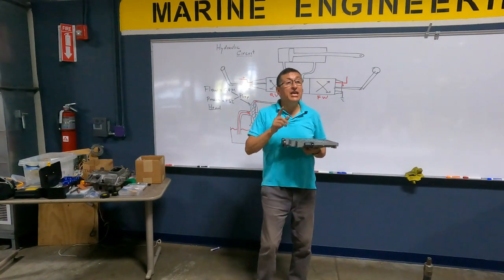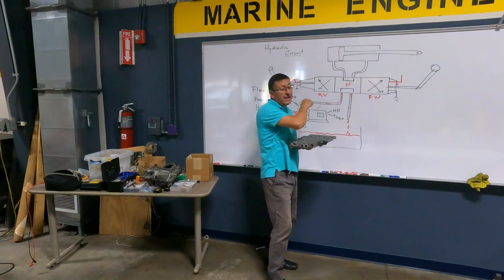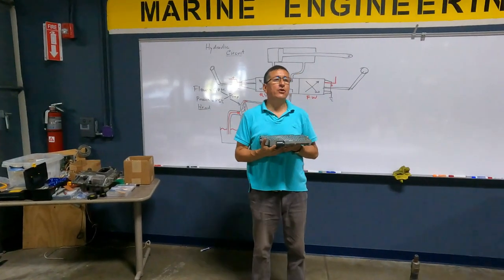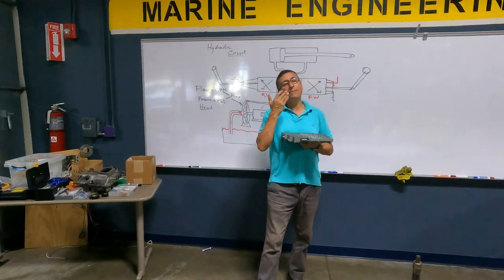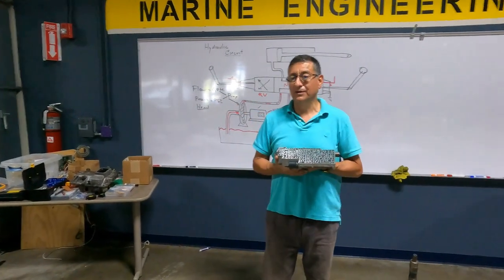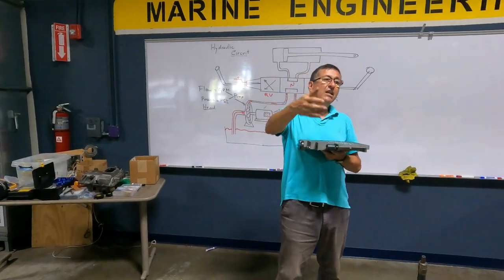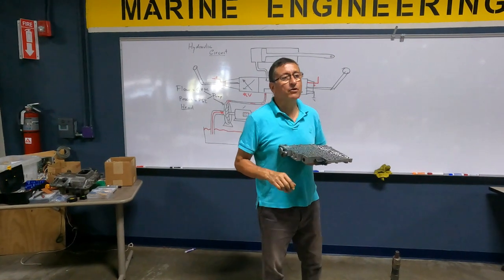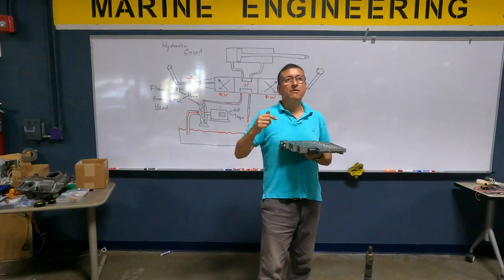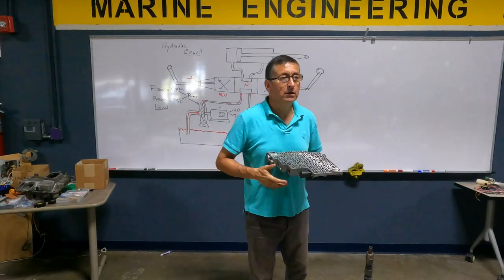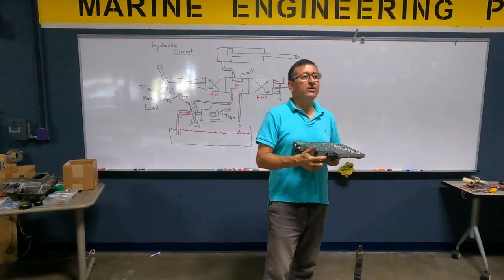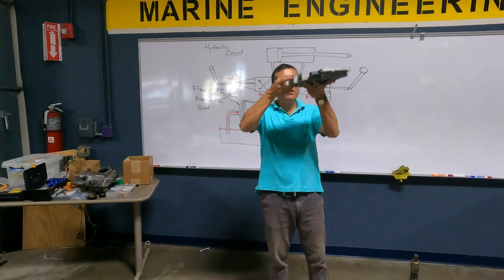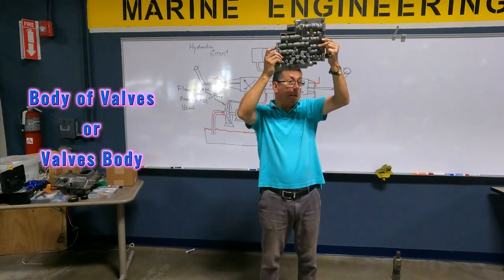Nice, no? And each circuit is controlled by one solenoid. This is why when you have a problem in your automatic transmission, and when you visit the dealer, they say the solenoid for third gear was damaged. For that reason, your transmission only passed from first to second and no more, because the solenoid of third gear is broken or not moving. What is the name of this? Body of valves, or valve body.